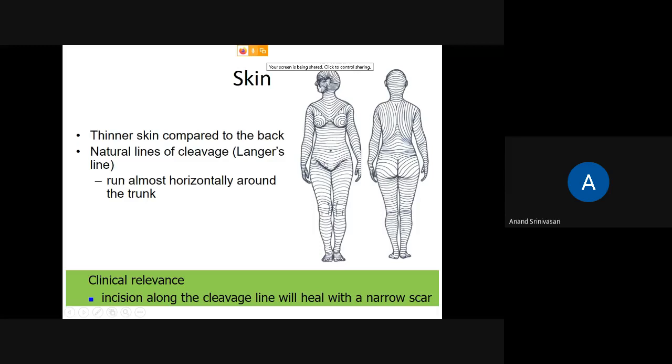In cesarean section, they will make an incision just above the pubic symphysis, and then they will open up the uterus to deliver the baby. The incision is usually horizontal, not vertical, along the cleavage line, unless it's an emergency or the organs are not accessible, in which case they might go through different incisions.